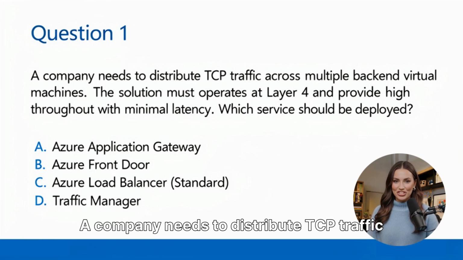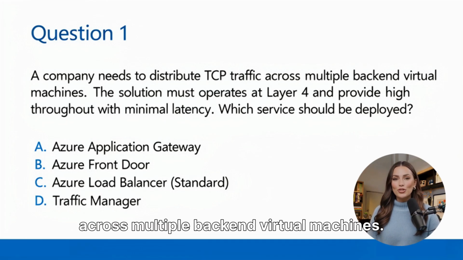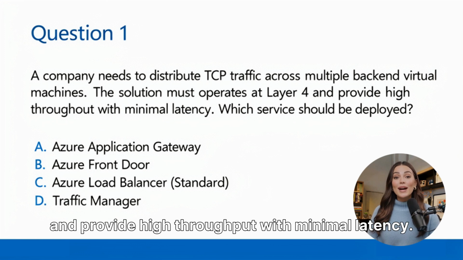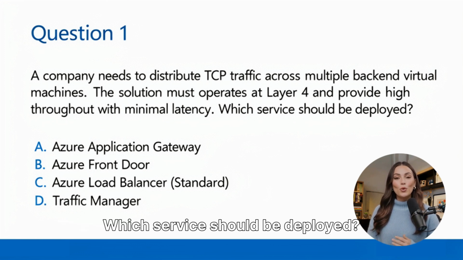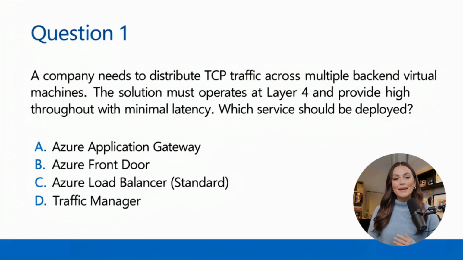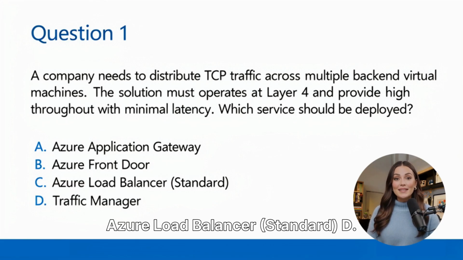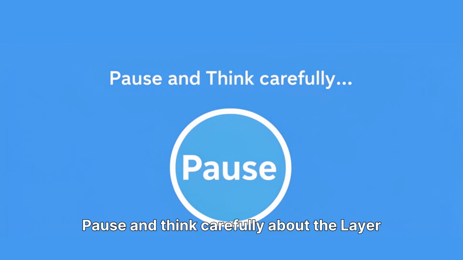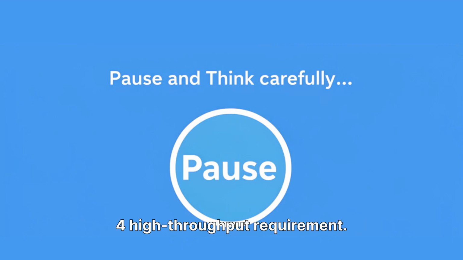A company needs to distribute TCP traffic across multiple back-end virtual machines. The solution must operate at layer 4 and provide high throughput with minimal latency. Which service should be deployed? A. Azure Application Gateway. B. Azure Front Door. C. Azure Load Balancer, Standard. D. Traffic Manager. Pause and think carefully about the layer 4 high throughput requirement.